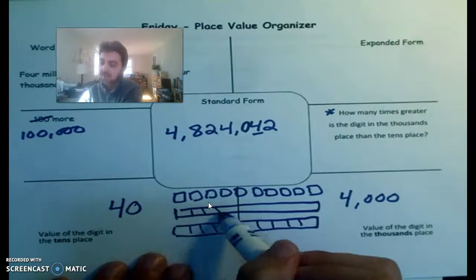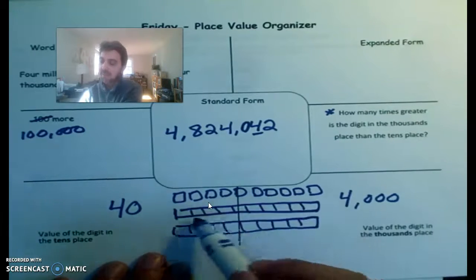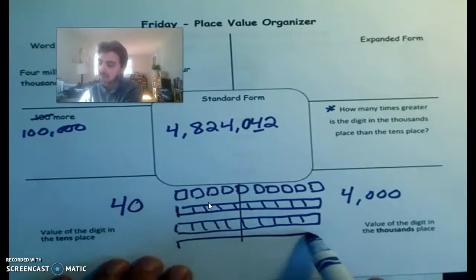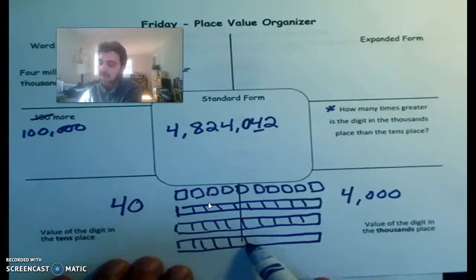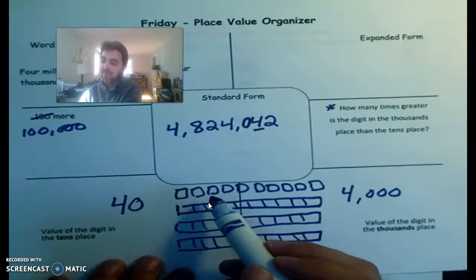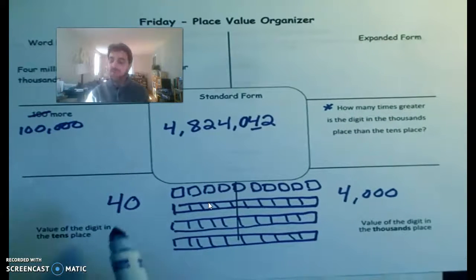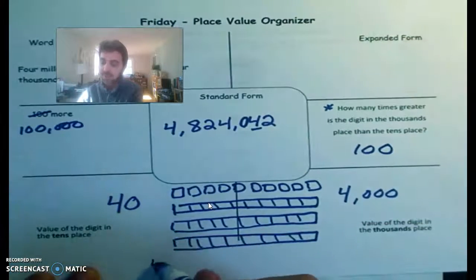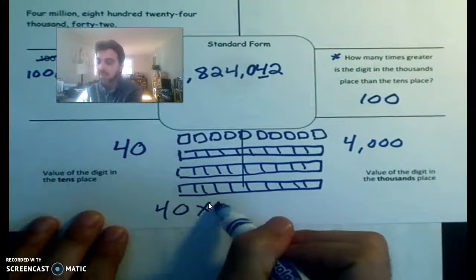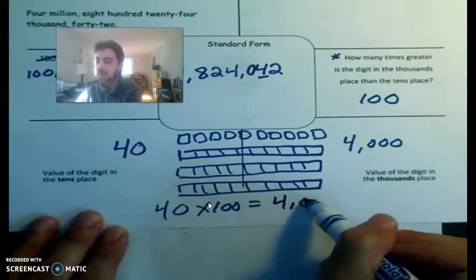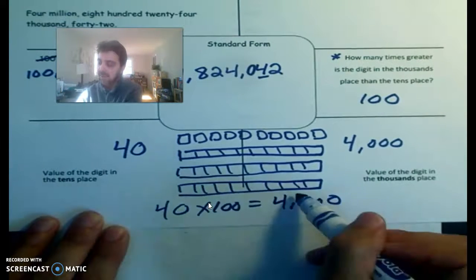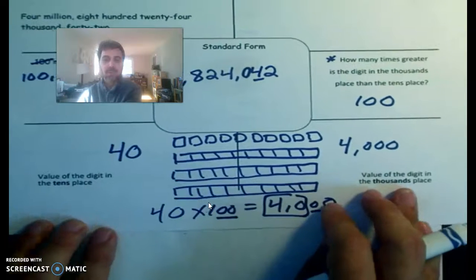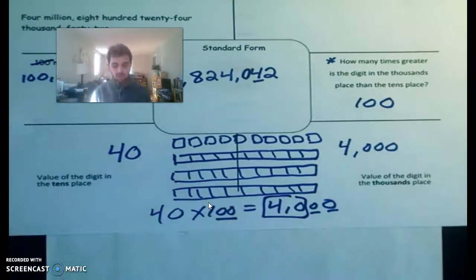1, 2, 3, 4, 5, 6, 7, 8, 9. So these are 10 hundreds, 10 more hundreds. That's another 1,000, and then 10 more hundreds is another 1,000. So we have 1, 2, 3, 4,000. So 40 times 100 equals 4,000. And again, you can see here's our 40, and we had to add on 2 more zeros from the 100. All right, so there's that.